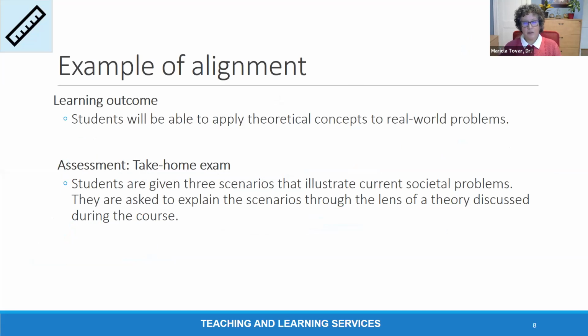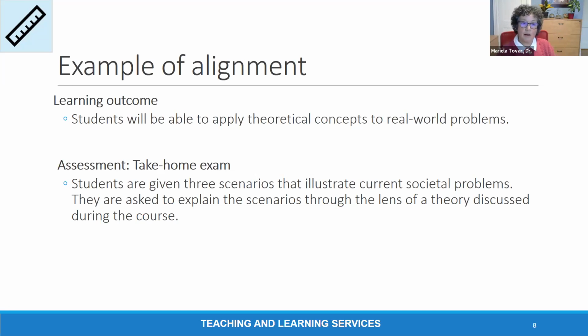So here's an example of alignment. Can you think about in what way this example illustrates the concept of alignment? You can think by yourself, or you can maybe type it in the chat. So what is it about this example that demonstrates the concept of alignment? So I don't see any.